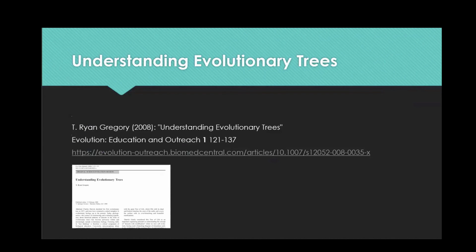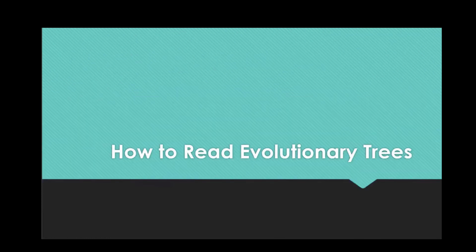And this paper has many examples of errors, when you're looking at a tree, what kind of errors people make. And I'll give you a couple of examples, but there's many more errors you can make. And please read this paper. It's easy to read, and it really is very useful. So basically, how to read evolutionary trees.